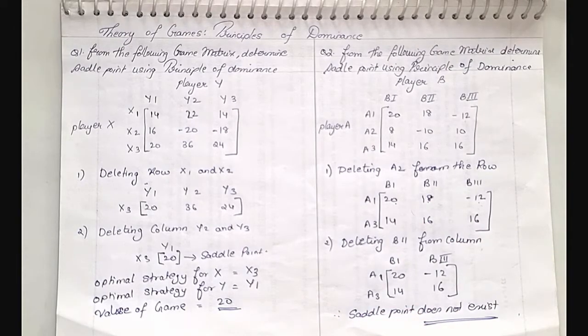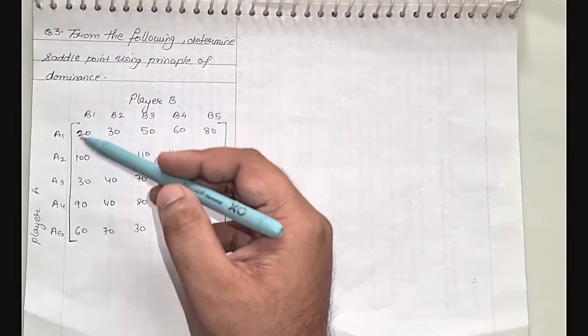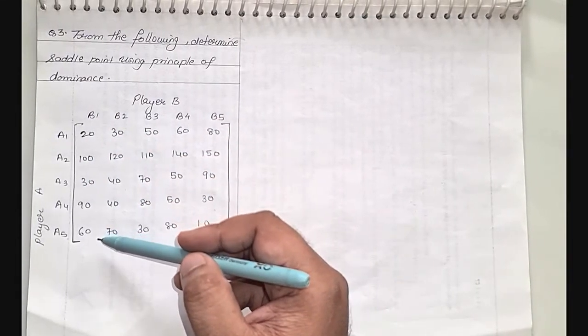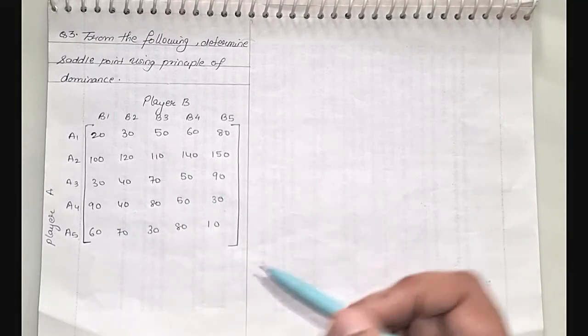Let us solve one more sum in order to understand the principle of dominance. Okay, now question number 3. From the following, determine the saddle point using principle of dominance. Now there's a big matrix given to you all: B1, B2, B3, B4, B5 and A1, A2, A3, A4 and A5. Okay, so now let us again solve in the same order.